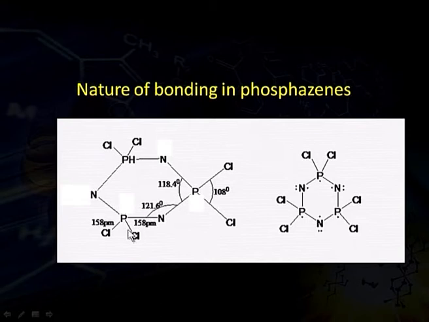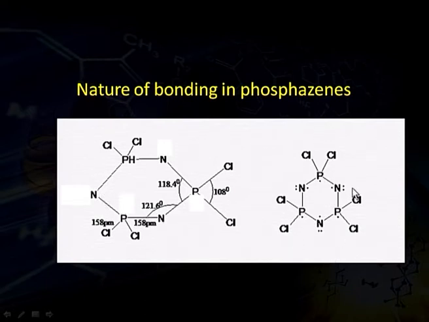So, from this figure we can see the bond angles and the bond distances. This angle, that is the angle between the R, phosphorus and chlorine, is 108 degrees. The angle between nitrogen, phosphorus and nitrogen is 118.4 degrees, and the angle phosphorus-nitrogen-phosphorus is 121.6 degrees. The bond distance between phosphorus and nitrogen is 158 picometers, and all the phosphorus-nitrogen bonds are equal.